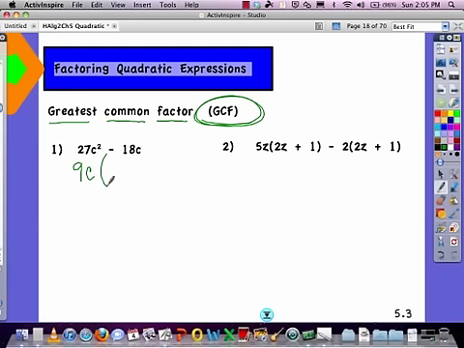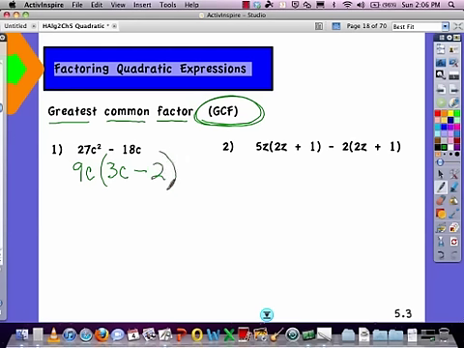So either way, you should get the term we need here. So 9c times 3c should be your first term in our parentheses. And then subtract. 9c goes into 18c 2 times.